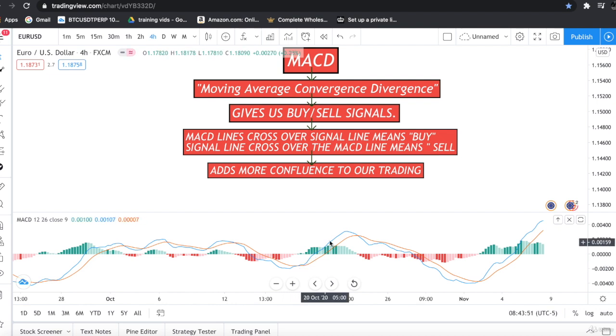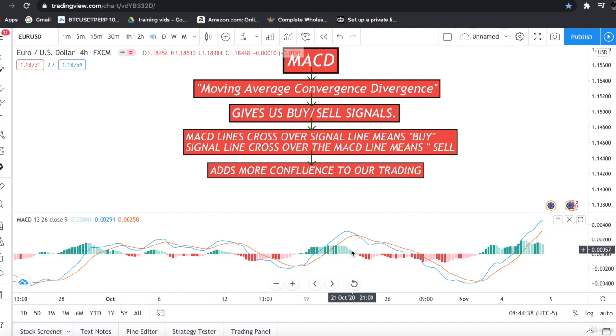After that, as you can see, the signal line crossed over the MACD line. This is the MACD line and this orange one is the signal line. The signal line crossed over the MACD line. Now it gives us a sell indication. This is the selling indication. MACD is one of the simplest and the most favorite indicators of traders and investors. They use MACD to find the entry and sell signals.